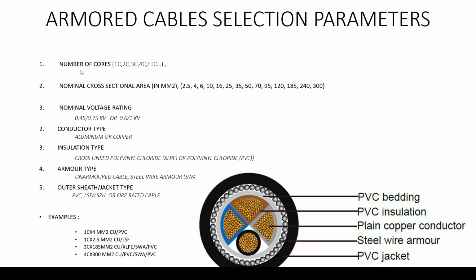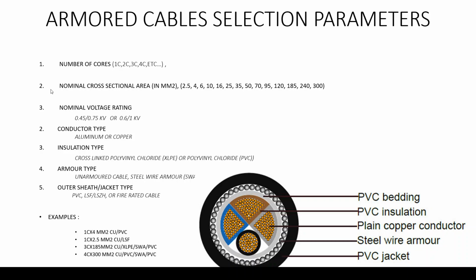Again, since armored cables are the most commonly used type, let's go through some details. So, the armored cable selection parameters. When you specify a cable, you start with the number of cores. It's either 1 core, 2 core, 3 core, 4 core, and we annotate it like that: 1C, 2C, 3C, 4C, etc.